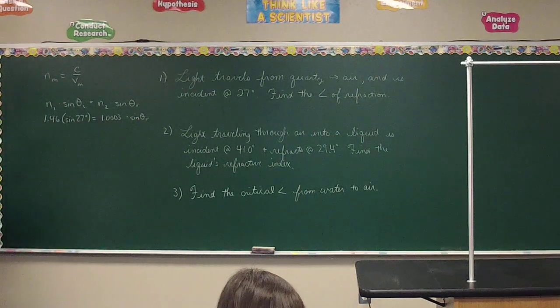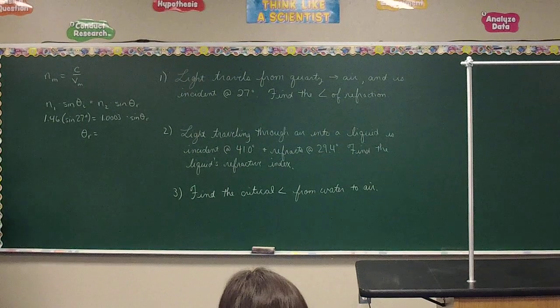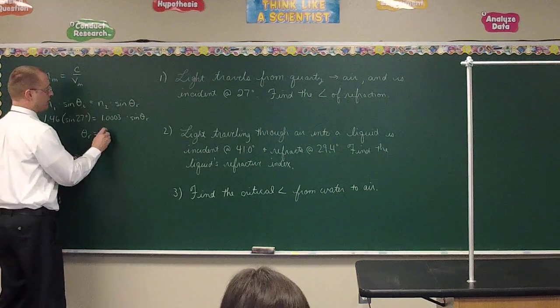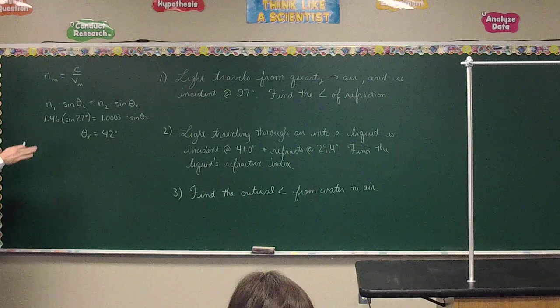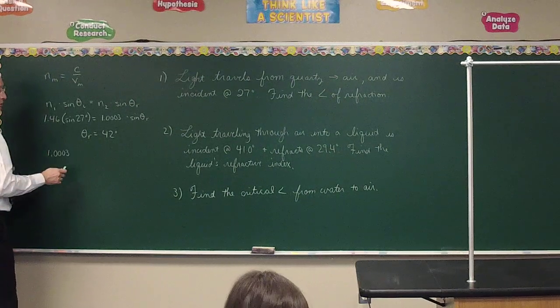So we need to take the 1.46 times the sine of 27, divide out the 1.0003, and take the arc sine at the end. What do we get for the refracted angle from quartz into air in this particular case, Kendall? 42 degrees. Rounded to 2 sig figs, we'll say 42 degrees. Audrey, did you have that? Excellent.